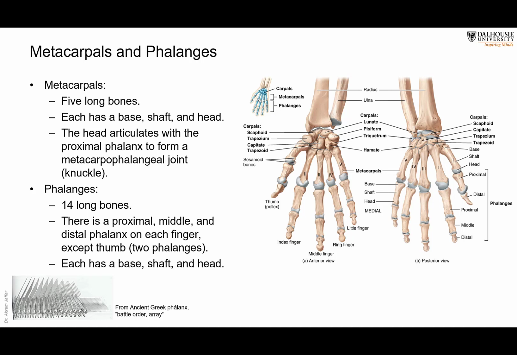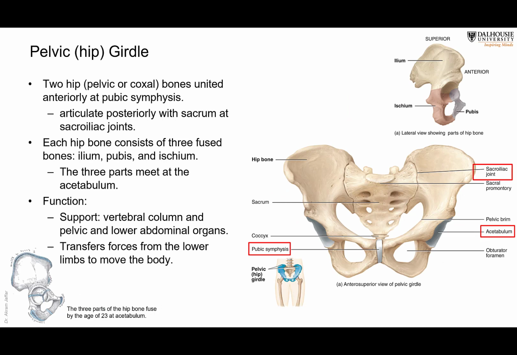The joints between them are called interphalangeal joints. So this is a proximal interphalangeal joint, and this is a distal interphalangeal joint. But this one is between the proximal phalanx and the metacarpal, so it's called metacarpophalangeal. In the thumb, because we have 2 phalanges, we only have 1 interphalangeal joint. So far about the upper limb and the shoulder girdle.